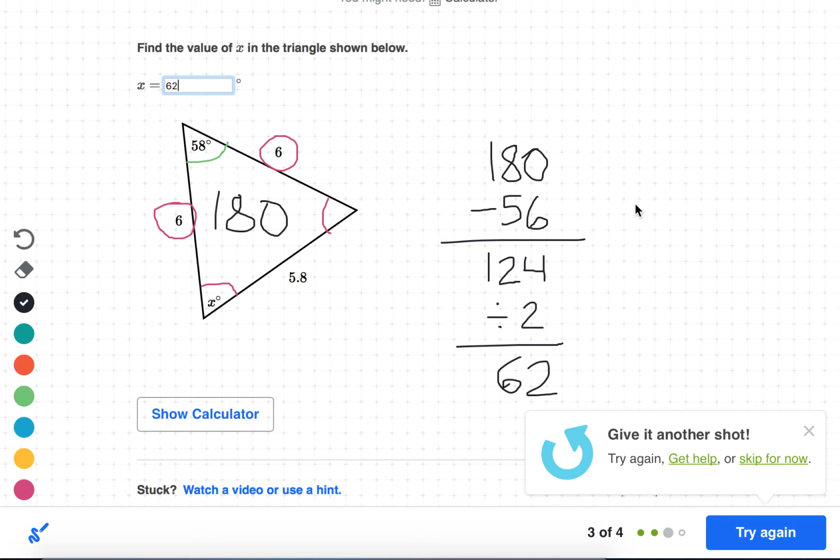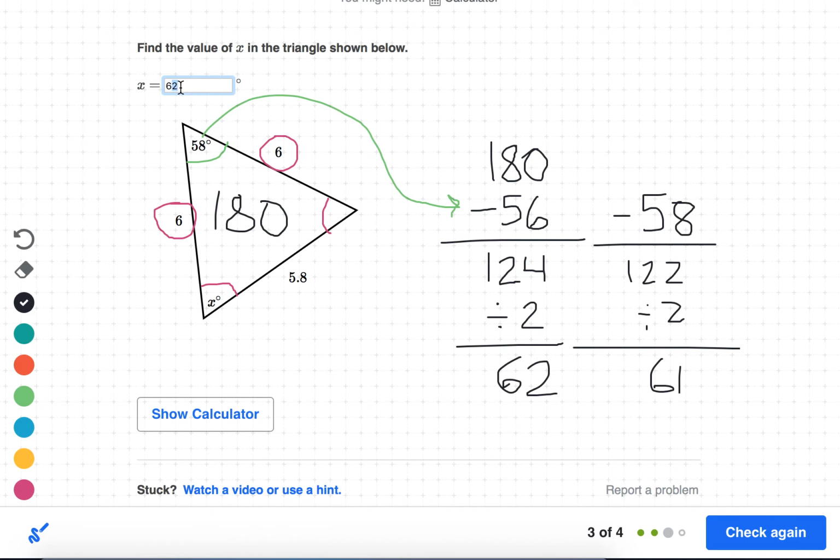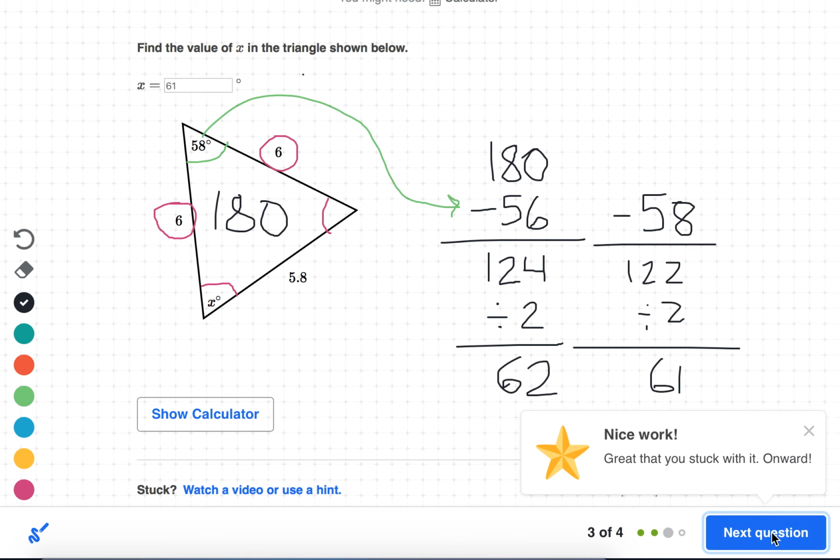Uh-oh. What did we do wrong here? 180 minus 50, ooh, look. It's supposed to be 58. I put 56. That's fine. We'll fix it right here. Subtract 58. We should have gotten 122. And when we divide 122 by 2, we get 61. So, copying error got us 1 degree off. But that's fine. We'll learn from our mistake.